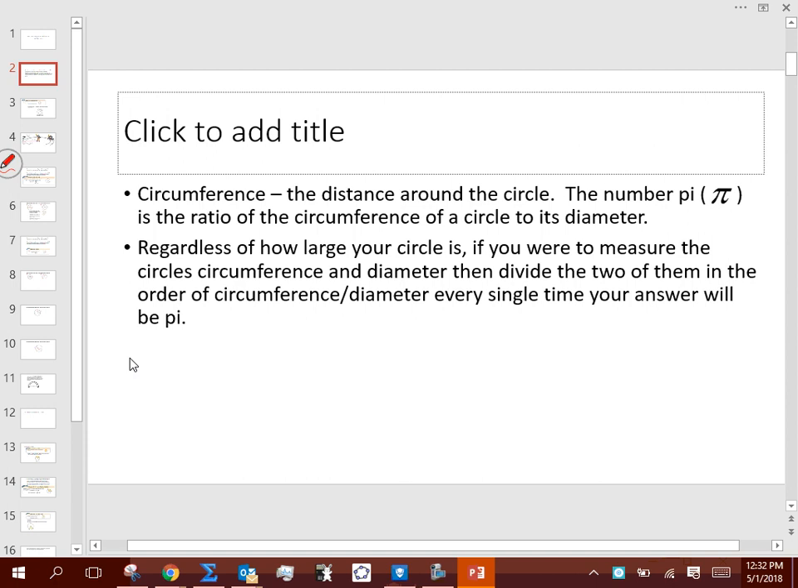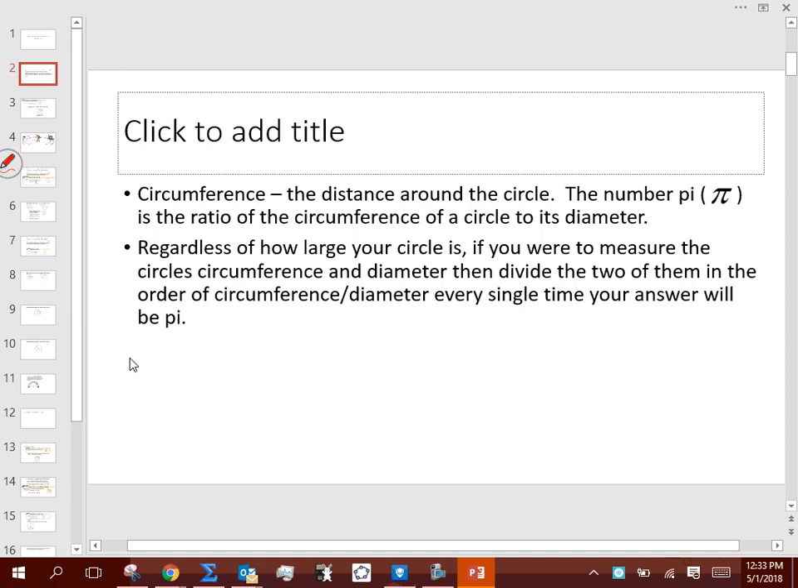Pi, where does pi come from? Pi is spelled P-I, there is no E on it. That is the symbol for pi that we're going to use. You guys in the past have said it's 22/7 or 3.14. Neither of those things are pi. Those are approximations for pi. Does that make sense?